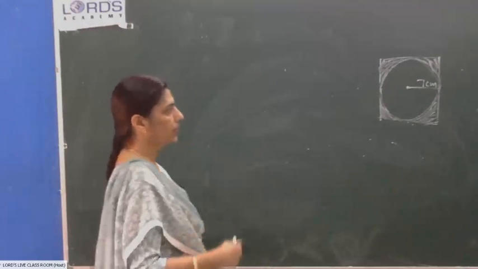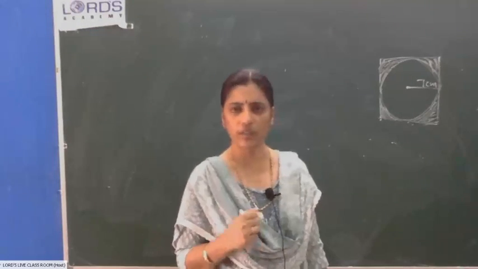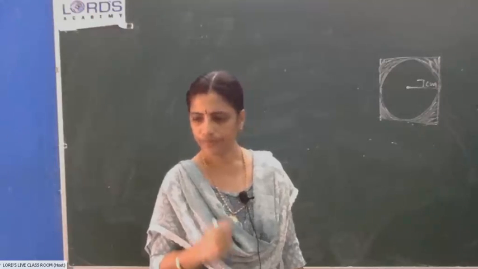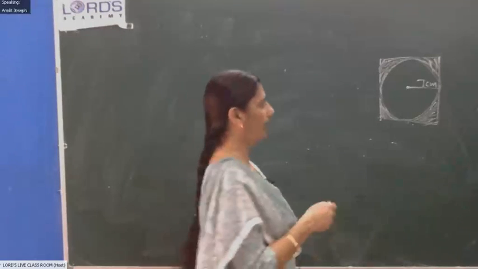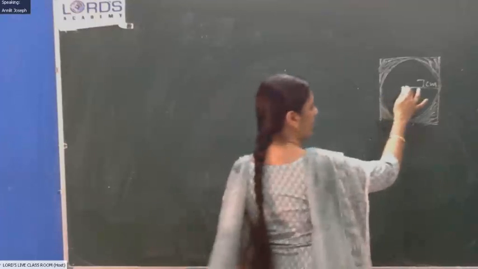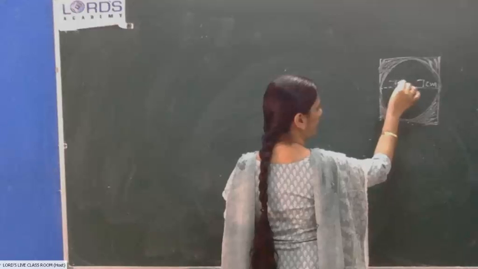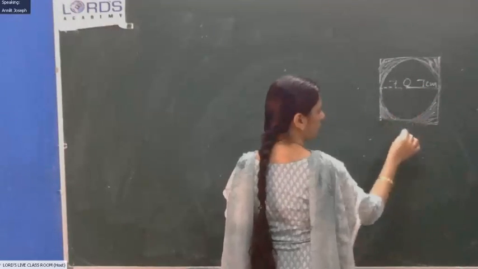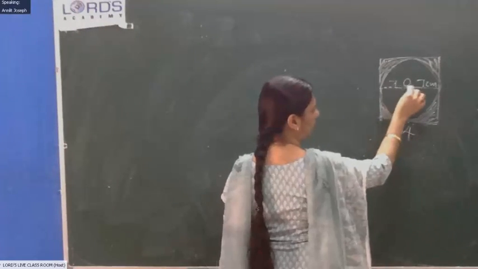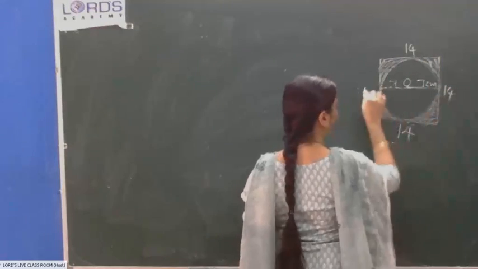Do now. But what is the side of the square? What is the side of the square? Yes, this is 7, no? So here also it is 7. So this is 14. So this is also 14, 14, 14.